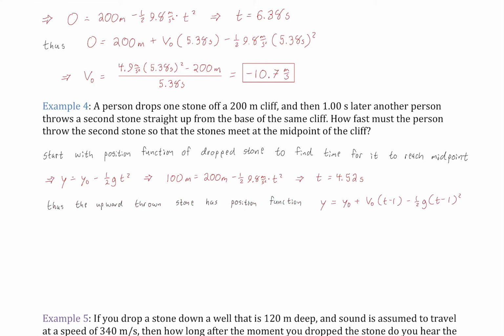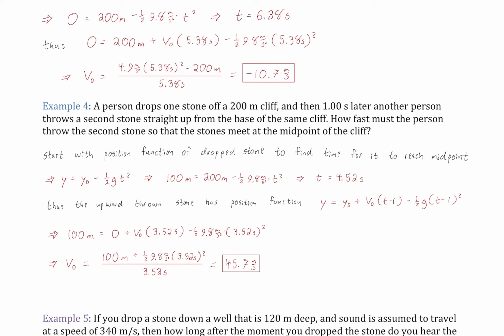So thus the upward thrown stone has a position function that must satisfy this, okay? With the same y, a different y naught, all right? And then the same idea of t minus 1 as in example 3, okay? All right, let's go ahead and solve for it. So our y is going to be 100 meters, of course, because they do need to meet at the same y, the same position. Okay, we're going to plug in t minus 1, which is just 4.52 minus 1, which becomes 3.52. And we're just going to solve for v naught.